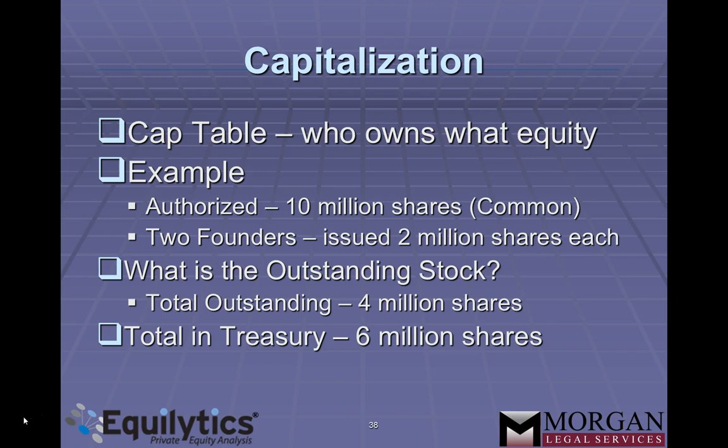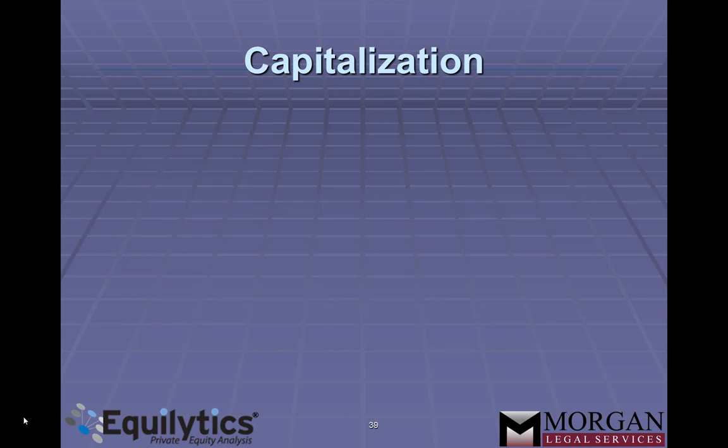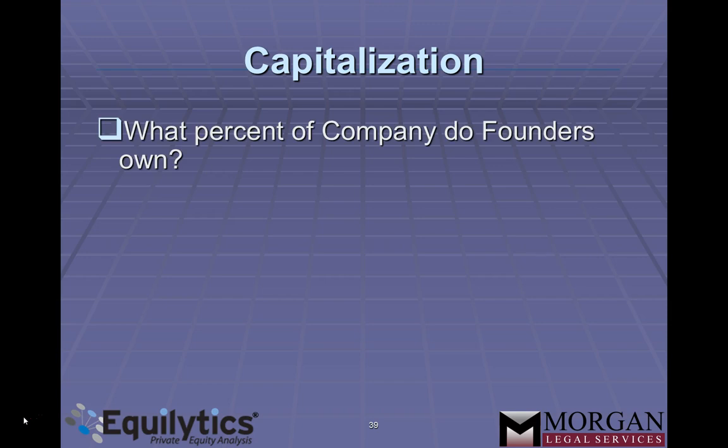What's left in the treasury that the board could issue, what's left as treasury shares, is 6 million shares. What percent of the company do these founders own? And remember, we have authorized 10 million shares. Each founder owns 2 million, so a total of 4 million. Together, what percent of the company do they own? If you say 40%, that's wrong. Wrong answer. Why? Because they own 100%.